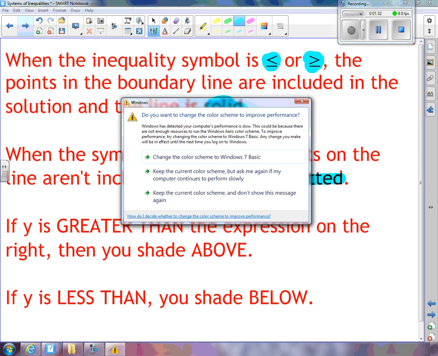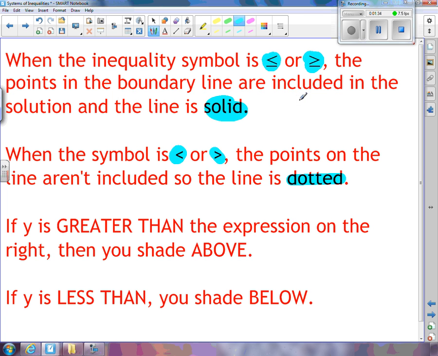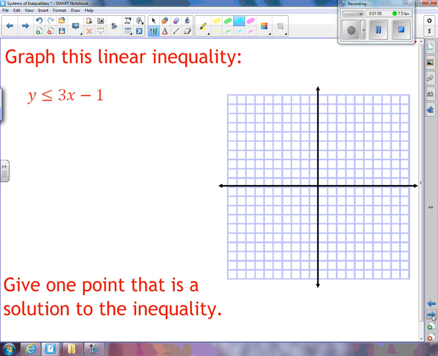Now, the other part that's different from just regular graphing of a line: if y is greater than, or greater than or equal to, the expression to the right, then you're going to shade above. So that just lets you know which part of the plane you shade. If y is less than, then you're going to shade below. When we do some practice with this, we'll discuss that a little bit more in detail. Now let's just try an example.